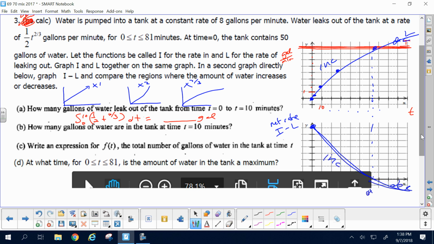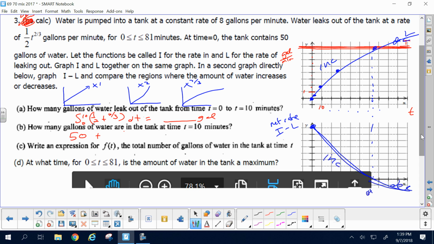Initial pressure, how much goes in and how much goes out, right? So how do we structure this? What's the initial amount? 50. That is not going to be integrated. That's just a constant amount. Then I have some accumulation of change, which is to say integration.